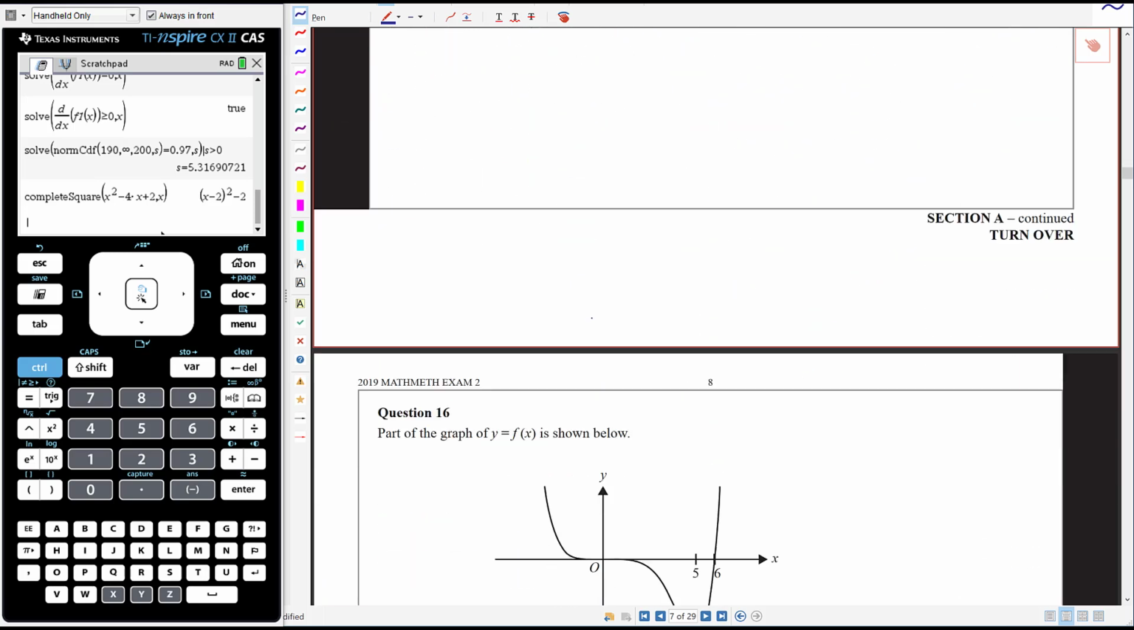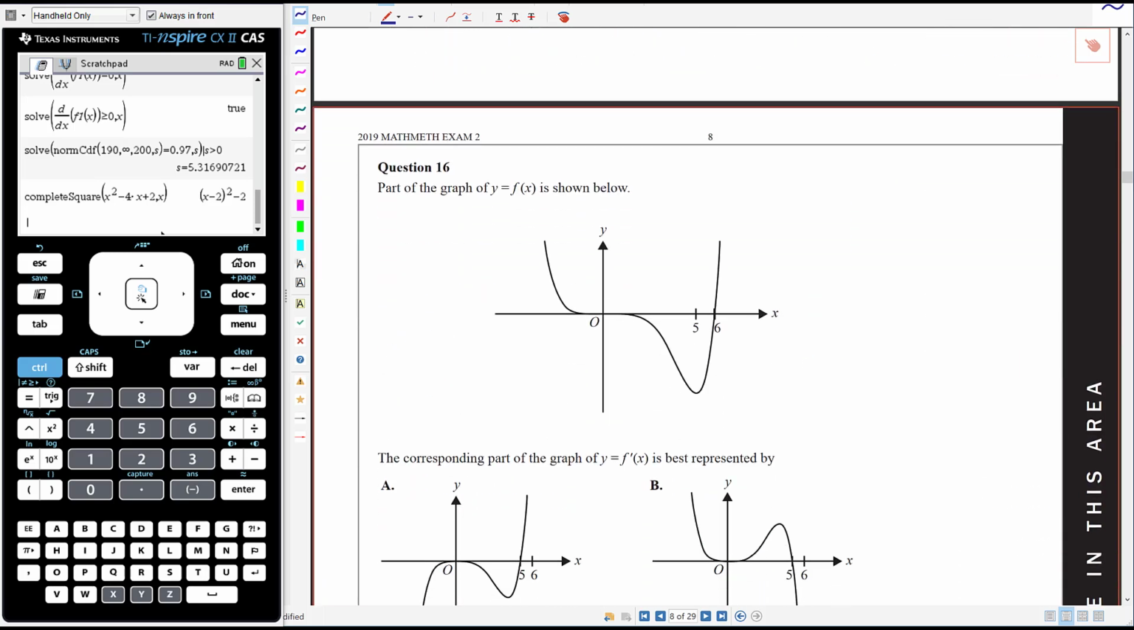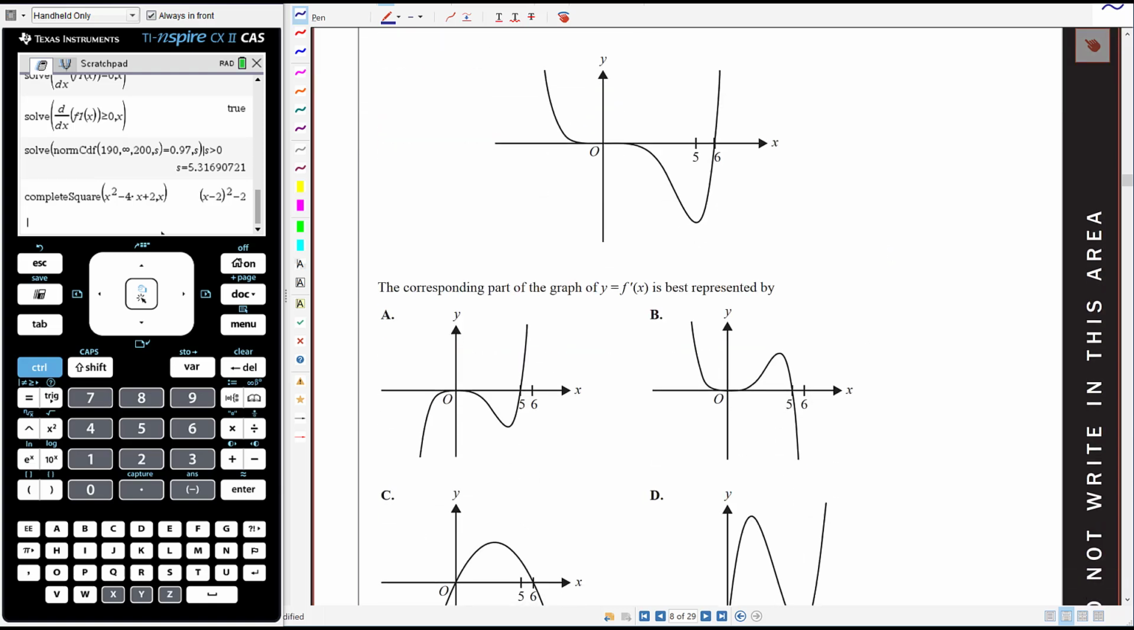Okay, question 16. Part of the graph of y equals f of x is shown below. Looks like a quartic. The corresponding part of the graph of f dash x is best represented by. Okay, so if I think about this as being a quartic function, then I know that the derivative is going to be a cubic. Okay, it might not be a cubic because this could be degree 6, and this could be the function. So don't know about the dilation.